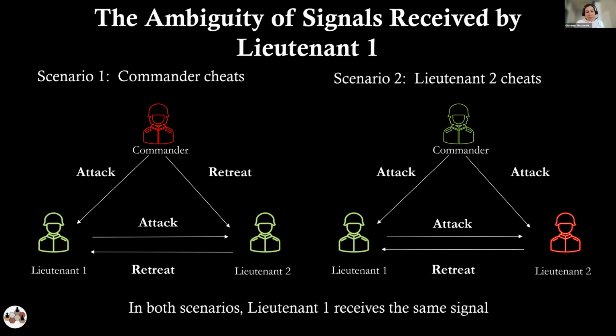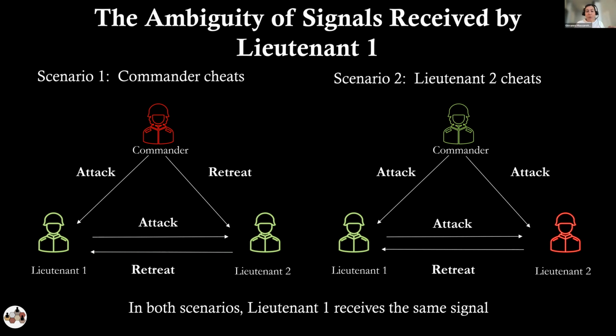So why is the problem impossible? Because if you look at the first scenario, in which the commander is a traitor and cheats, and the second scenario, in which lieutenant 2 is the traitor, the result doesn't change from lieutenant 1's perspective. In both scenarios, lieutenant 1 receives the same signal: attack and retreat. He receives attack from the commander and retreat from lieutenant 2, because lieutenant 2 received the retreat.